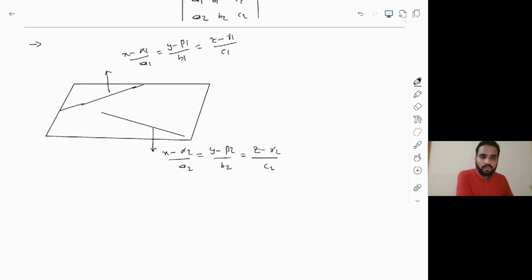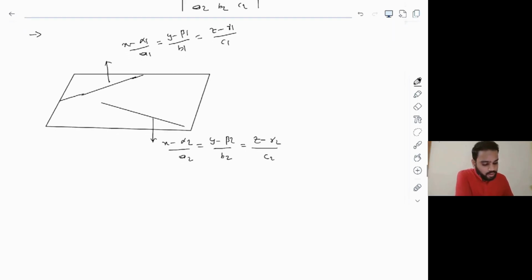Okay. So there are different ways to solve these kinds of questions. The best method is, first, you need to find the DRs of the normal. For that, the simple trick is: do the cross product of their DRs. First of all, take the DRs of the first line, a1, b1, c1, and then a2, b2, c2. So take the cross product of the DRs of the two straight lines.